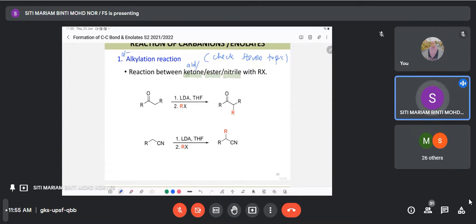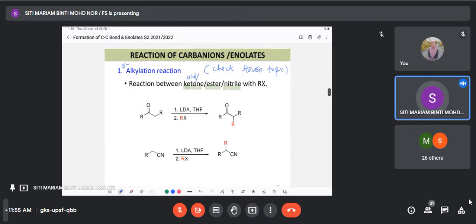Whatever it is, for this reaction you must have an acidic proton. You must have an acidic proton bonded to the carbon next to the C=O. You must have that, otherwise you cannot produce the enolate, because remember, this is a reaction for the enolate. So you must have a proton bonded to a carbon, and that carbon must be next to the C=O, like this one.